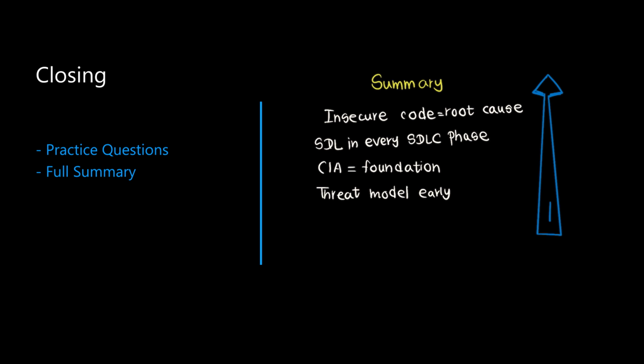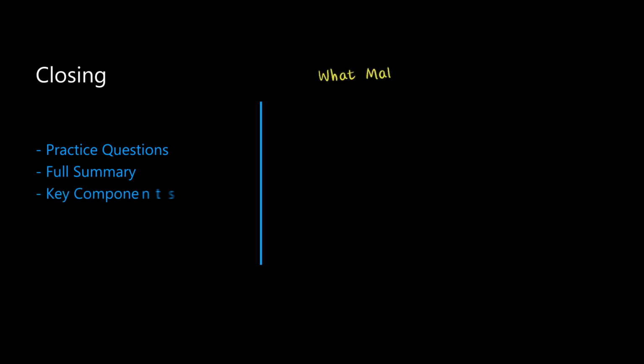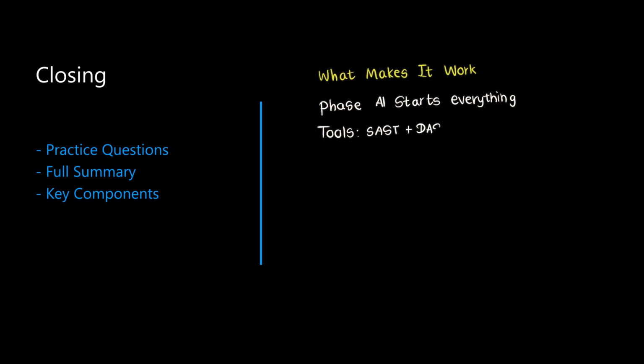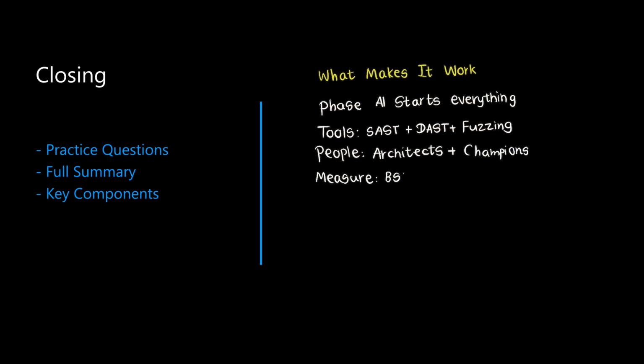The security assessment phase kicks off the SDL by identifying risk profiles, establishing milestones, bringing stakeholders together, and initiating the privacy impact assessment. Tools like SAST, DAST, and fuzzing handle the technical scanning. But human expertise from software security architects and champions is what actually makes the program work. Maturity models like BSIMM and OWASP-SAMM help organizations measure their progress.